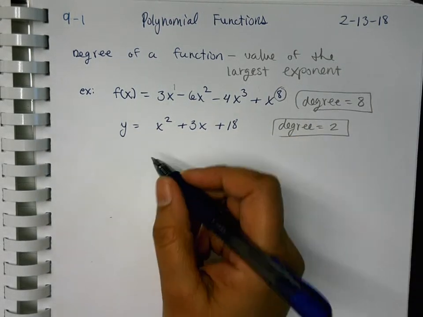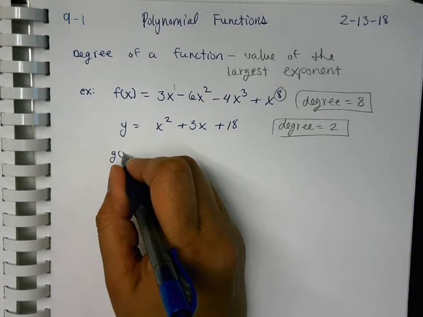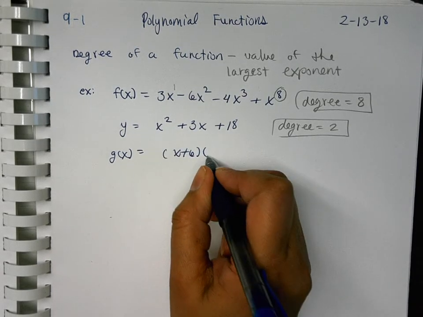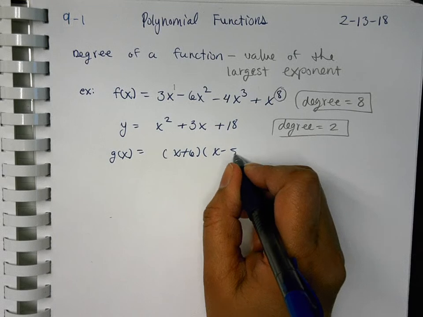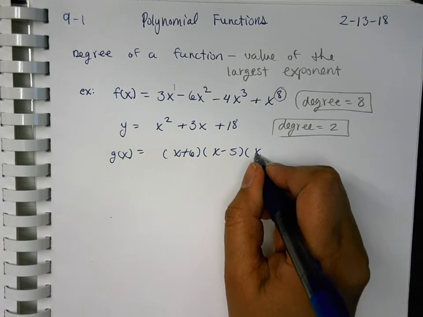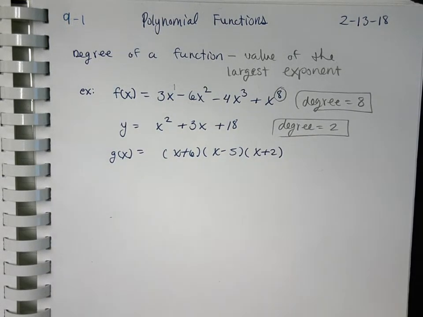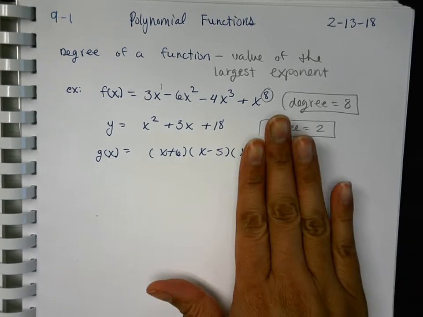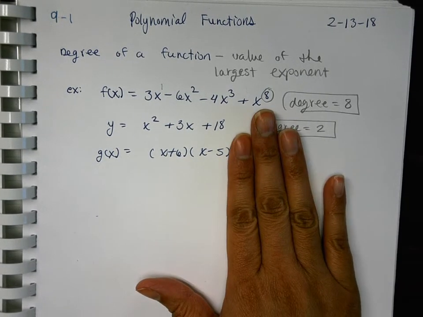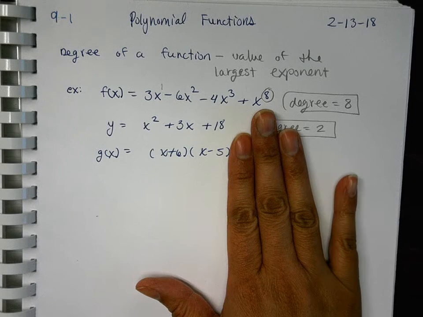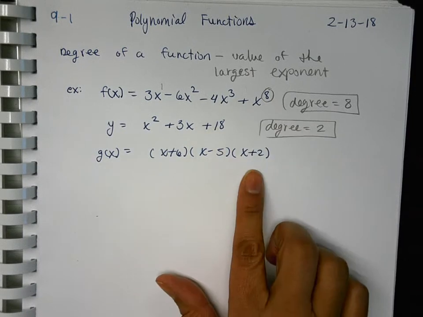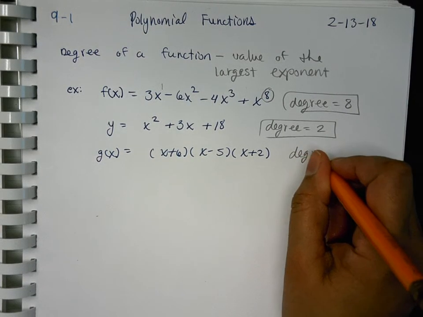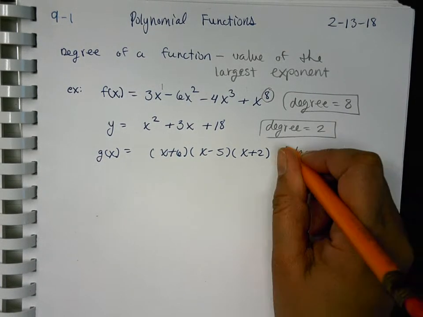All right, third one, g of x equals the quantity of x plus 6 times the quantity of x minus 5 times the quantity of x plus 2. I'm going to cover this one. If I were to FOIL that double distribution, what would the degree be? 2. And if I took that x squared and distributed to this, the final degree would be what? 3. Do you guys agree? I agree that the degree is 3.